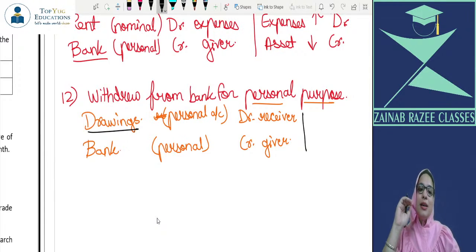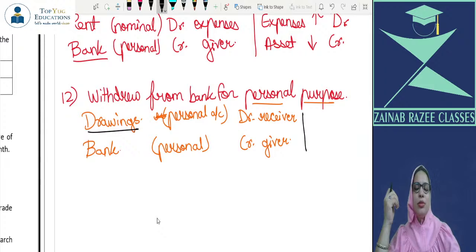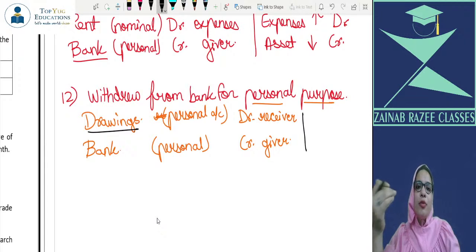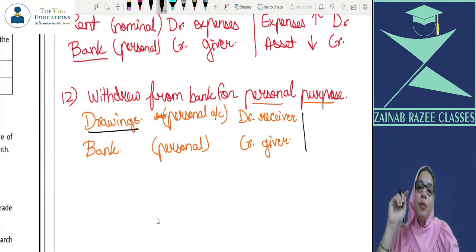Look, please understand. No, drawings is not an expense. First of all, drawings is not your expense. What are expenses? Expenses are the amounts we pay and for which we receive a benefit. We means whom? Business. Whatever I'm doing in accounts, I'm doing from the business point of view. Now the owner withdrew for his personal purpose. Has it benefited the business? No, it has not benefited the business.